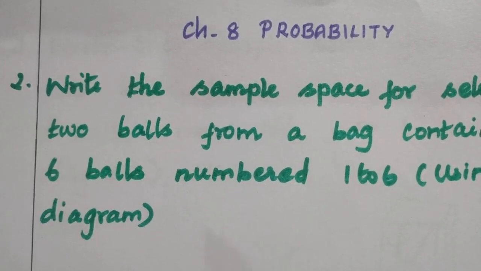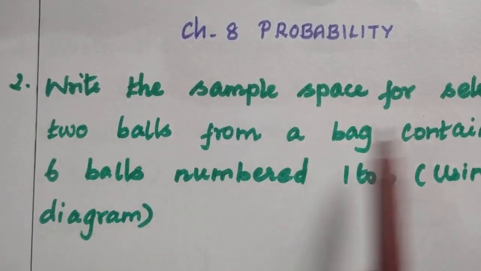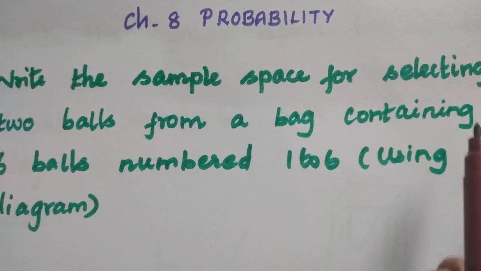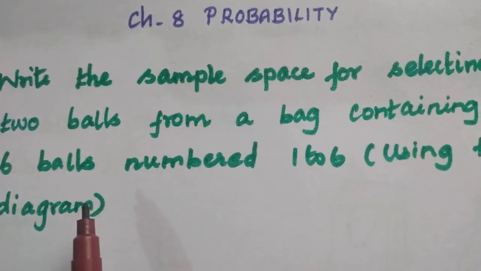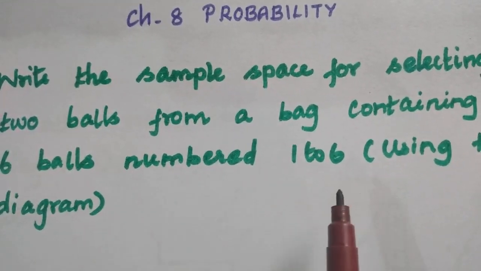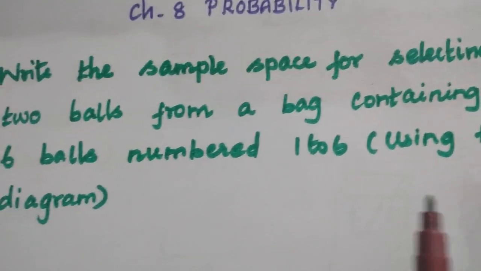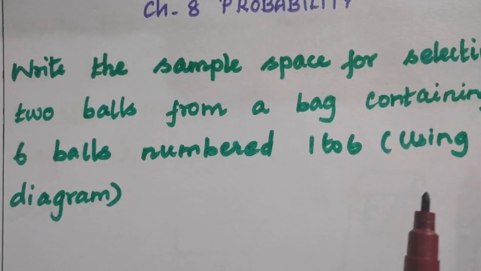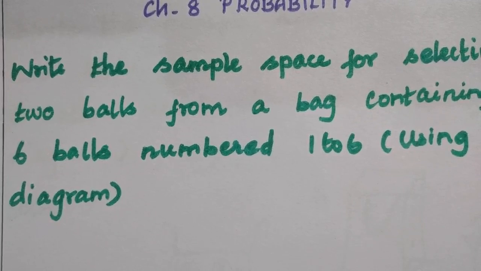Second question. Write the sample space for selecting 2 balls from a bag containing 6 balls numbered 1 to 6 using tree diagram. So there is a bag, it contains 6 balls and that balls are numbered 1 to 6. Now with the help of tree diagram, we have to write the sample space. Are you able to understand the question, children? Yes.